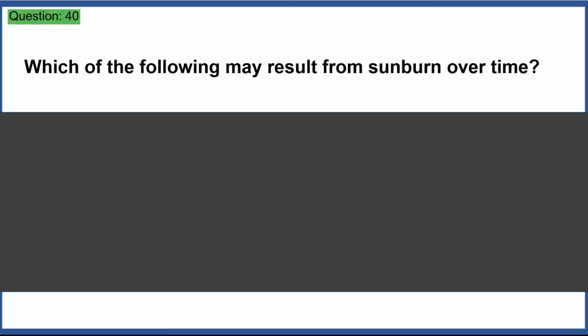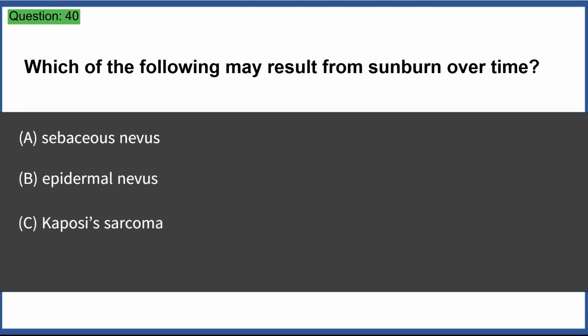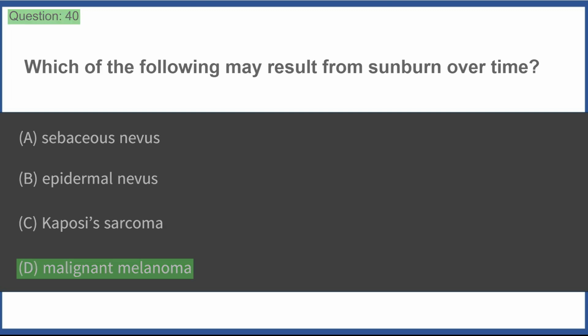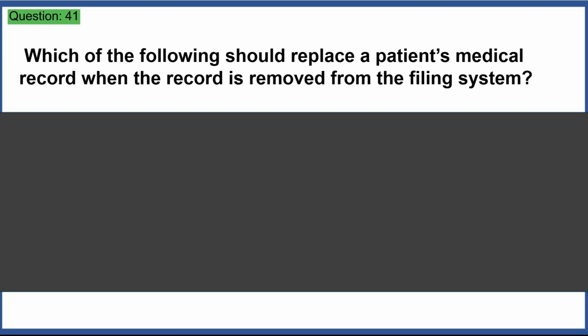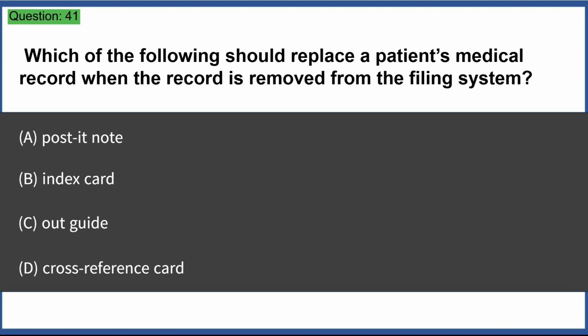Which of the following may result from sunburn over time? A. Sebaceous nevus. B. Epidermal nevus. C. Kaposi's sarcoma. D. Malignant melanoma. Answer D. Malignant melanoma. Which of the following should replace a patient's medical record when the record is removed from the filing system? A. Post-it note. B. Index card. C. Out guide. D. Cross-reference card. Answer C.